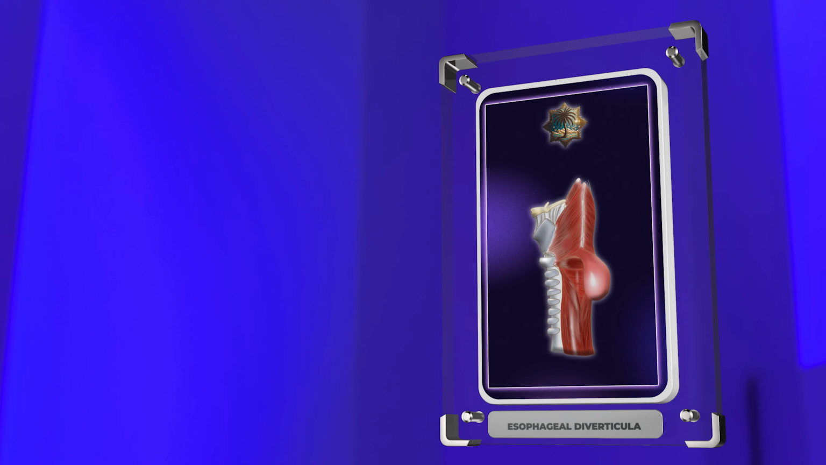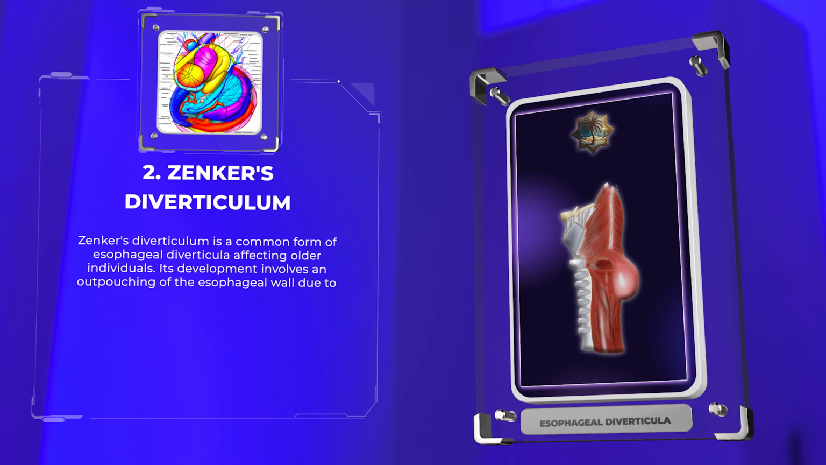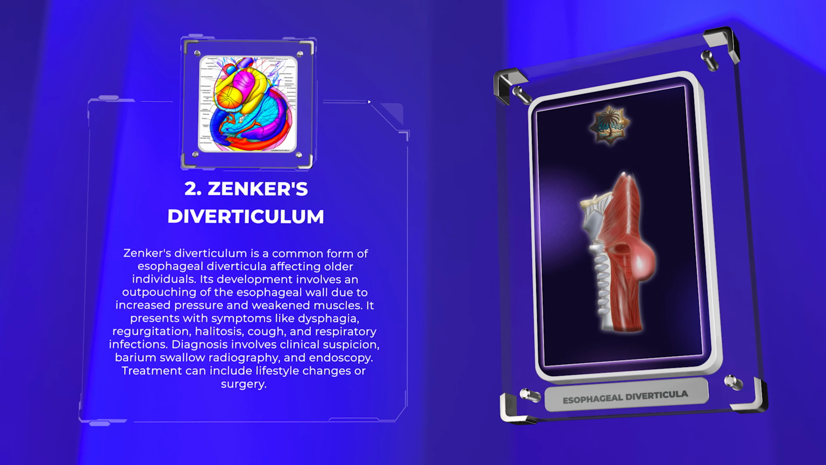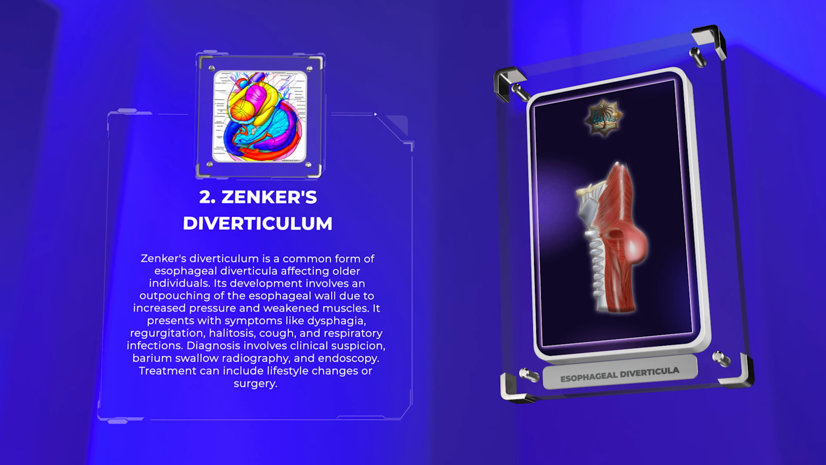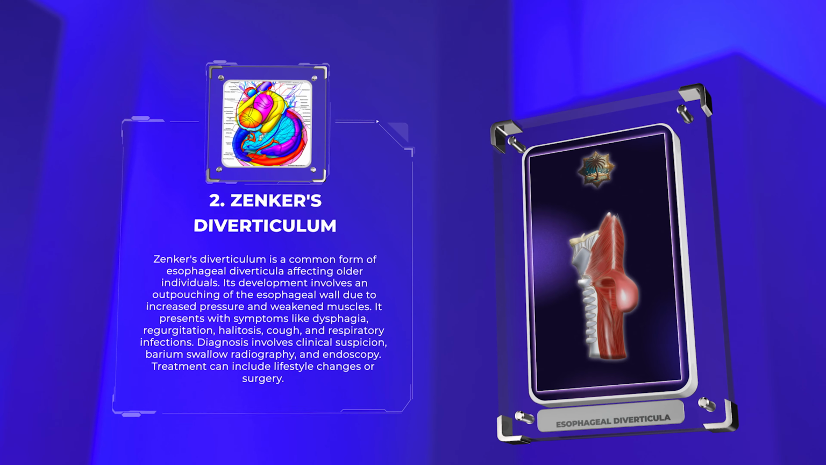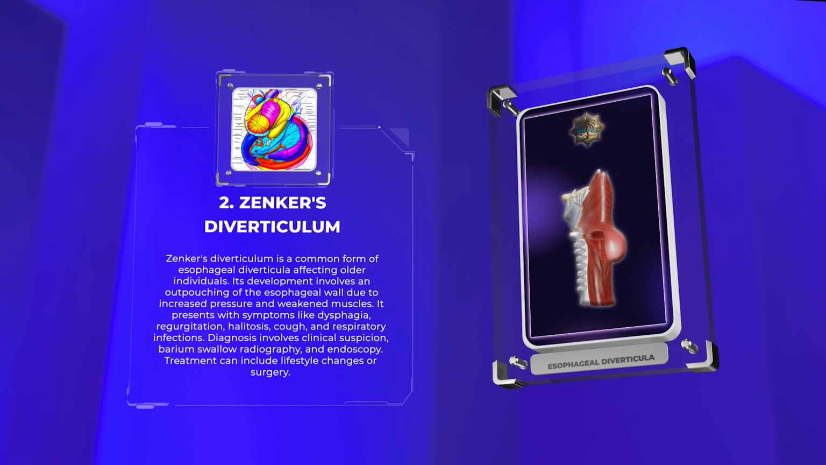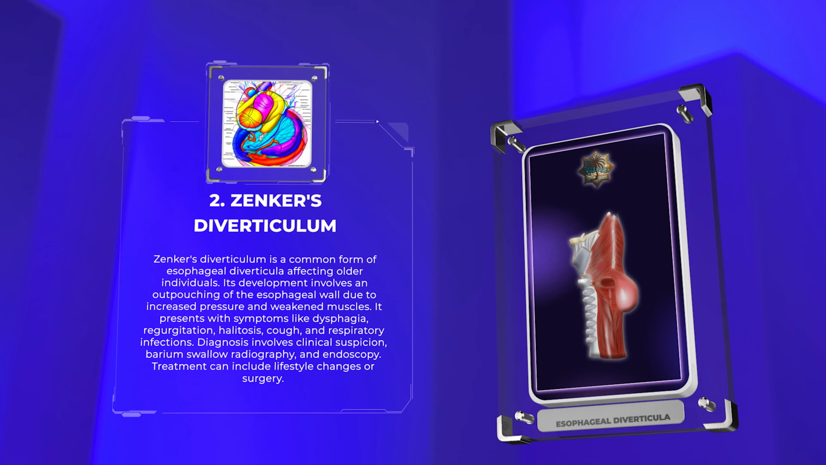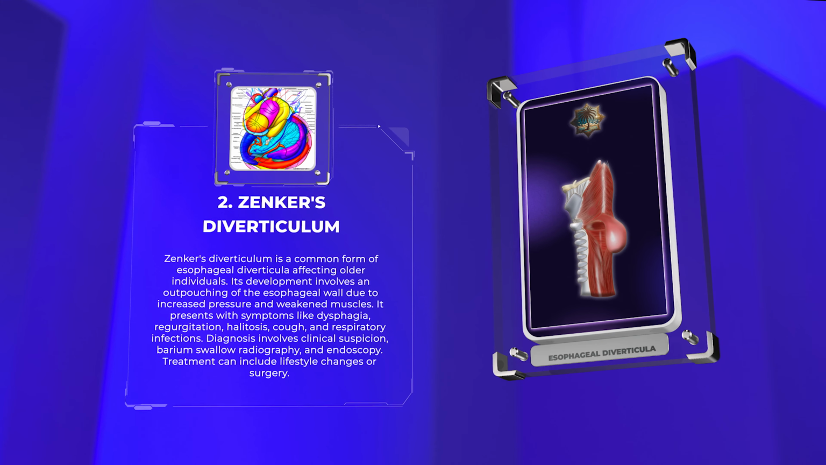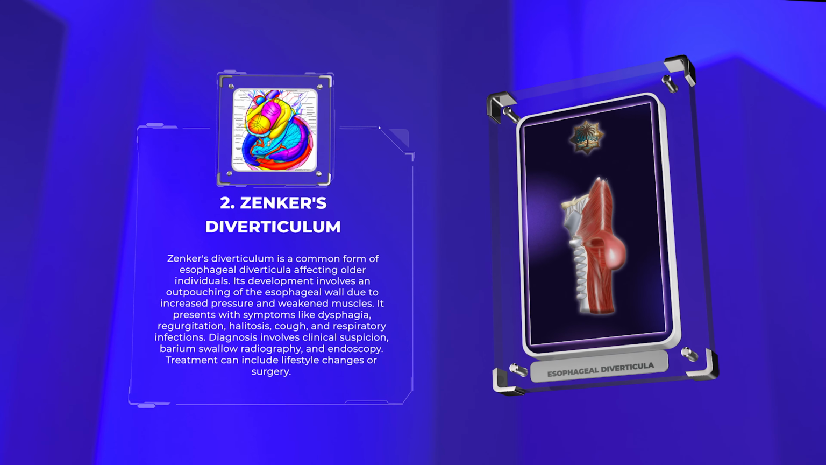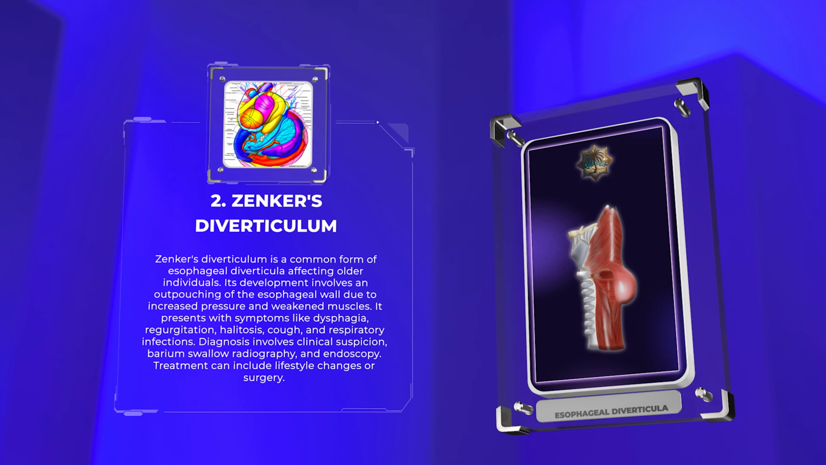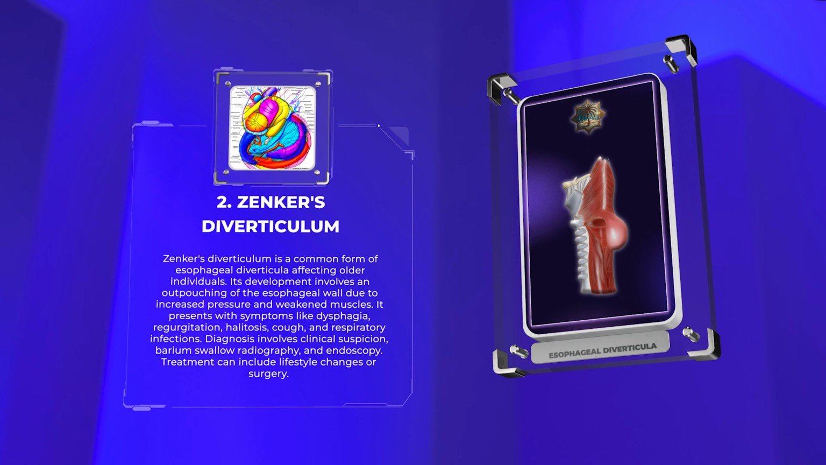Zenker's diverticulum is a common form of esophageal diverticula affecting older individuals. Its development involves an outpouching of the esophageal wall due to increased pressure and weakened muscles. It presents with symptoms like dysphagia, regurgitation, halitosis, cough, and respiratory infections. Diagnosis involves clinical suspicion, barium swallow radiography, and endoscopy. Treatment can include lifestyle changes or surgery.